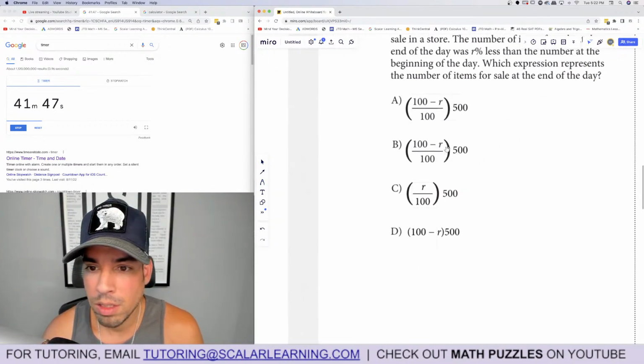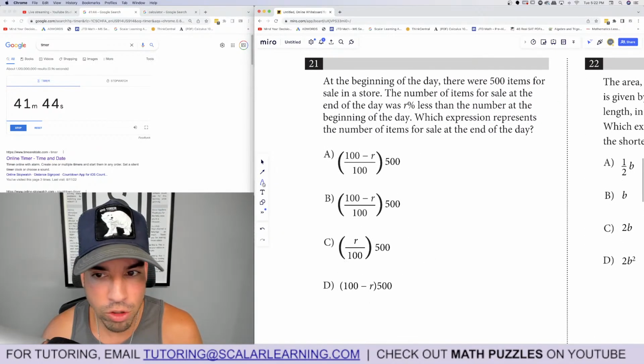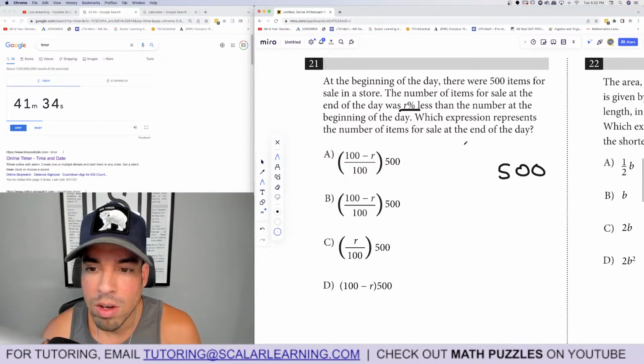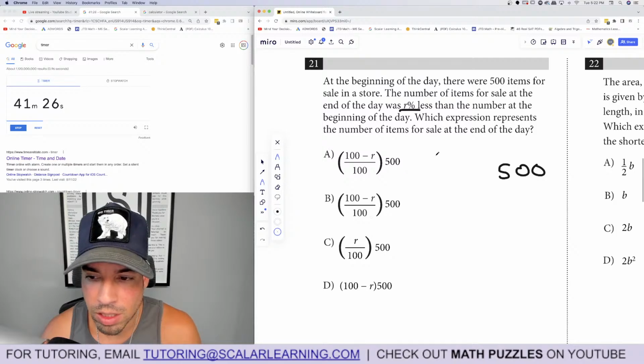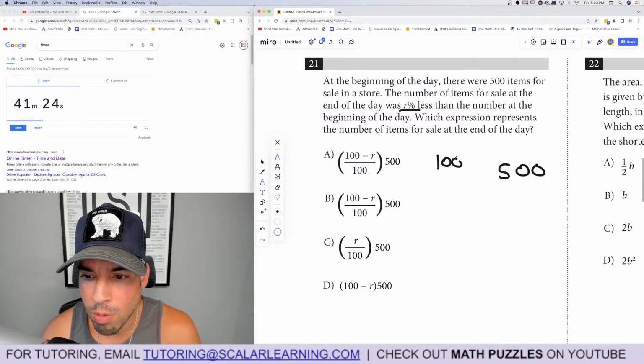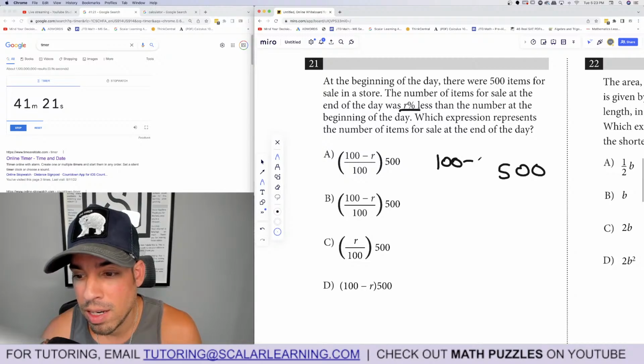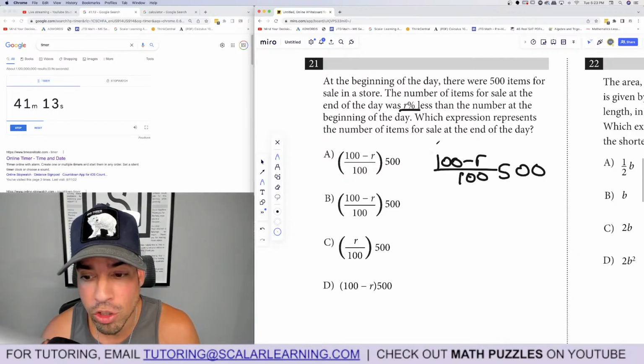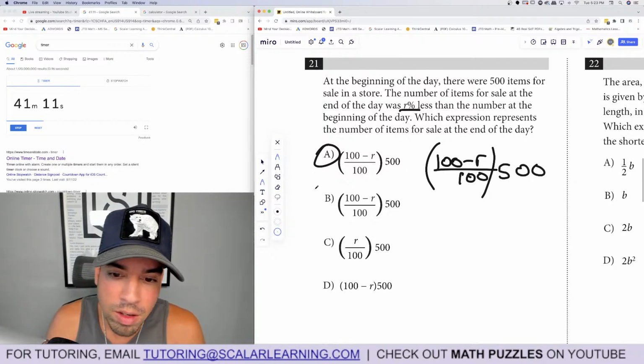Boom, 21. At the beginning of the day, there were 500 items in a store. The number of items for sale at the end of the day was R% less. So that would be, and they've got it written as an expression. So you would say R% less. So if it's 10% less, that means 90% remains. So it'd be 100 minus 10, which is 90. But then turn it back into its decimal equivalent. So you divide again by 100. And I believe it's A.